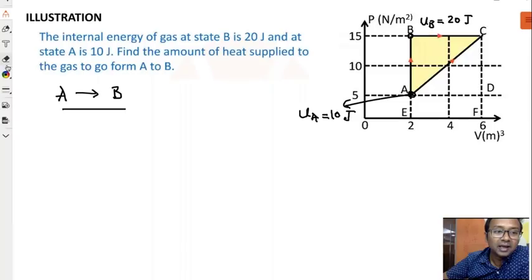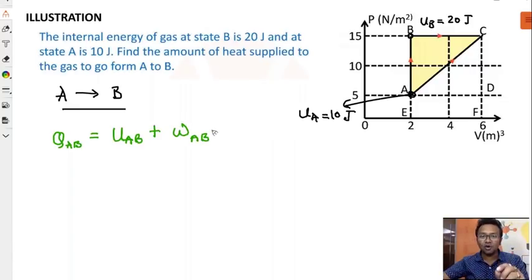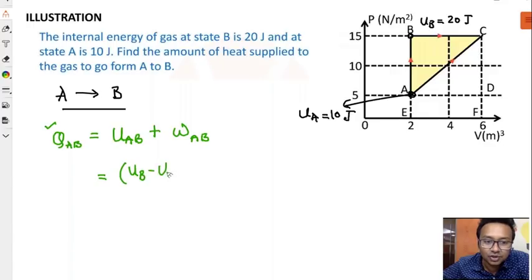I think this question is very, very simple. You have to find out the amount of heat supplied. So Q A to B is going to be equal to what? U A to B plus W A to B. First law of thermodynamics, repeated again and again in almost all the questions. Now this is what I need to calculate: UAB. Students, what is UAB? Nothing but UB minus UA.